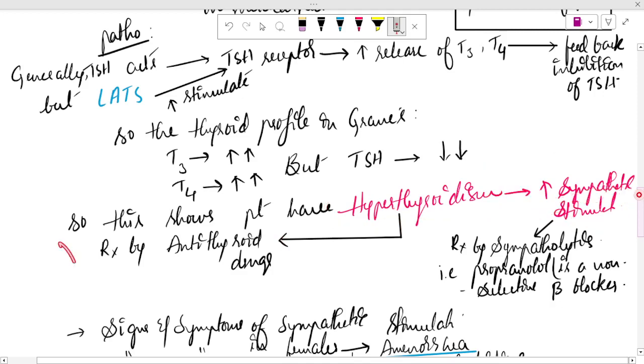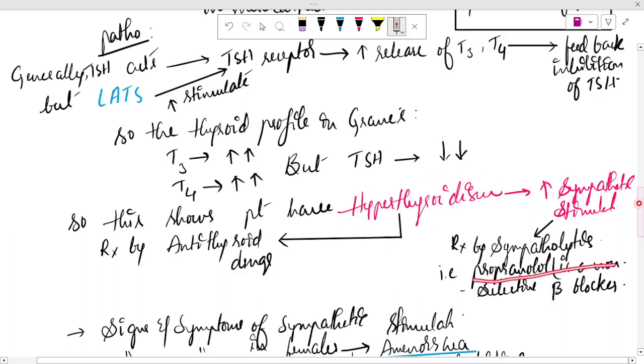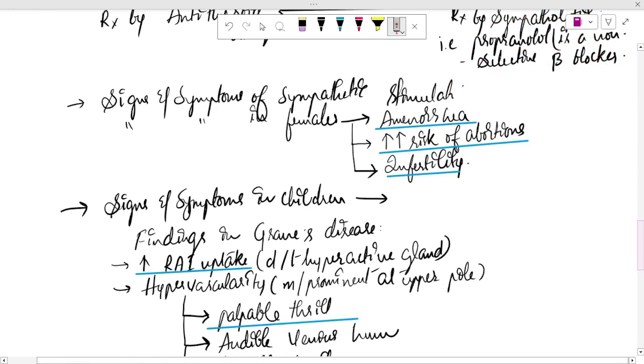Now how will you manage or treat this patient? For hyperthyroidism, you simply give anti-thyroid drugs. For increased sympathetic stimulation, you simply give sympatholytics, or otherwise a beta blocker. What is the drug you give in beta blocker? Propranolol. Which type of beta blocker is it? Non-selective beta blocker.